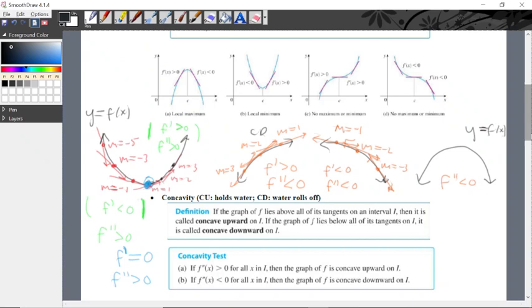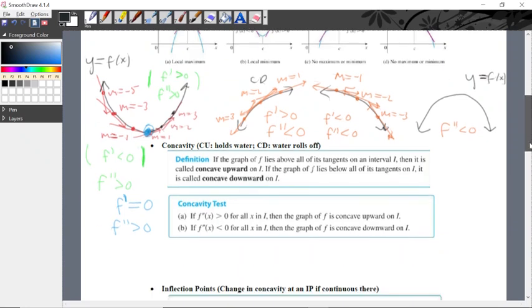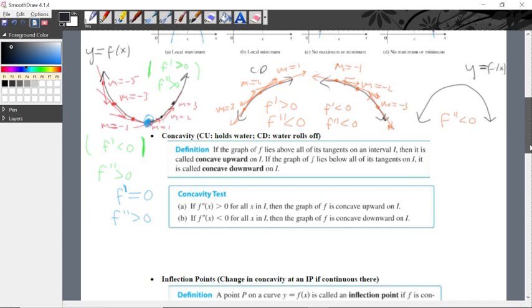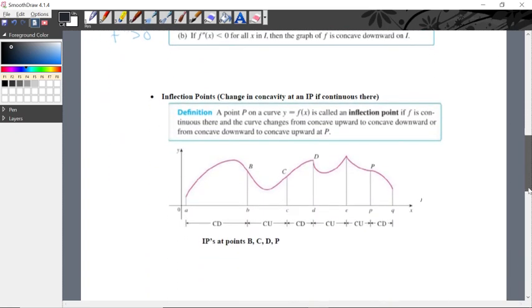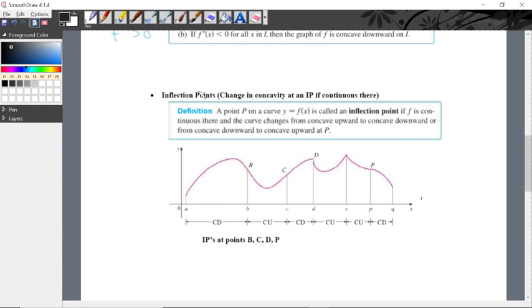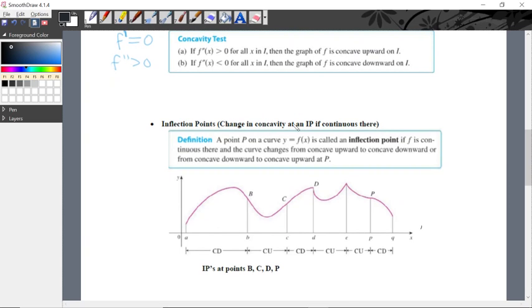All right, now there's a point on a continuous function where concavity changes. If we have a change from concave up to concave down, or from concave down to concave up, the point where that change happens is called an inflection point. And since the inflection point is related to concavity, we can determine the locations of inflection points by using the second derivative. An inflection point is where there is a change in concavity. It requires continuity, that is, the point itself needs to exist on the curve.